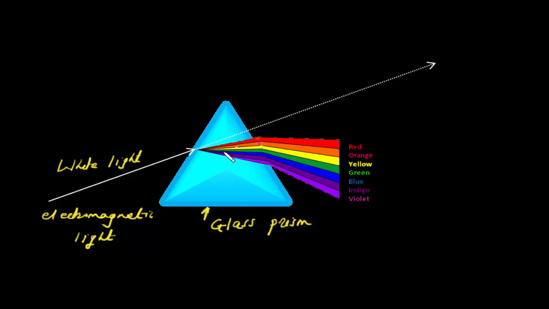So here one can define the dispersion of light. So when white light passes through a medium like glass, at that time we get seven colors, and this spectrum or the obtaining of seven colors is known as the dispersion of light. So let me write here as a dispersion of light.